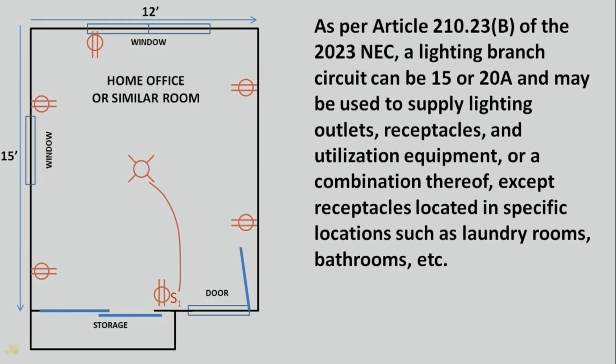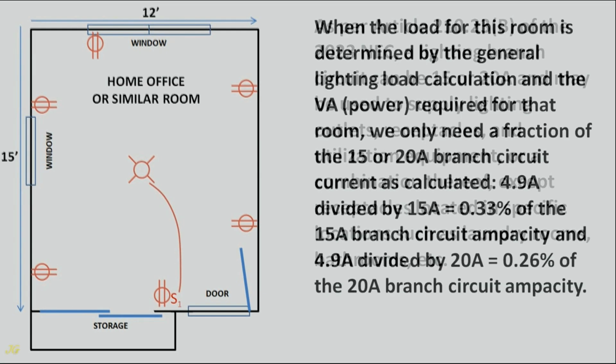As per Article 210.23(B) of the 2023 NEC, a lighting branch circuit can be 15 or 20 amps and may be used to supply lighting outlets, receptacles, and utilization equipment, or a combination thereof, except receptacles located in specific locations such as laundry rooms, bathrooms, etc. When the load for this room is determined by the general lighting load calculation and the volt-amperes required for that room, we only need a fraction of the 15 or 20 amp branch circuit current as calculated. 4.9 amps divided by 15 amps equals 0.33, or 33% of the 15 amp branch circuit ampacity, and 4.9 amps divided by 20 amps equals 0.26, or 26% of the 20 amp branch circuit ampacity.